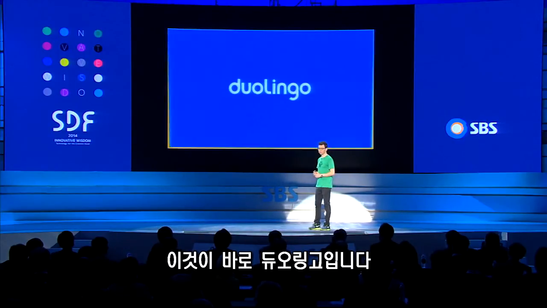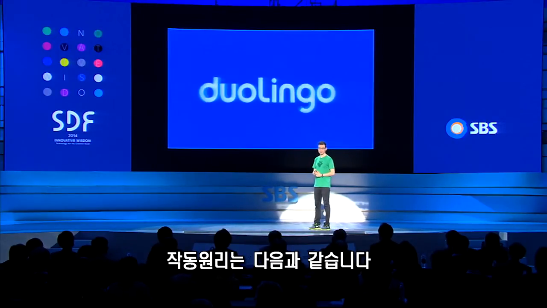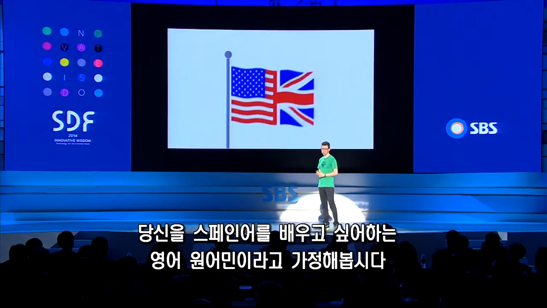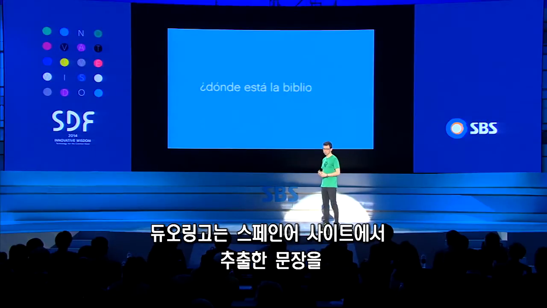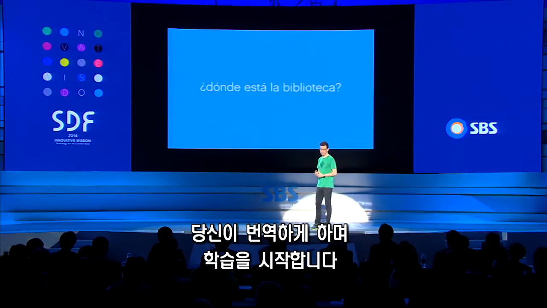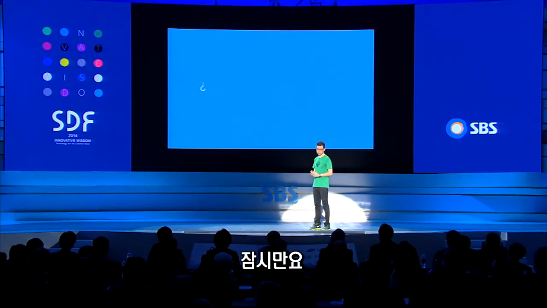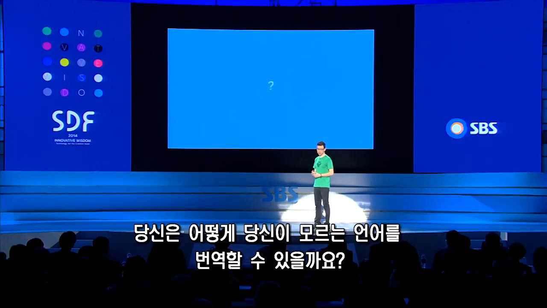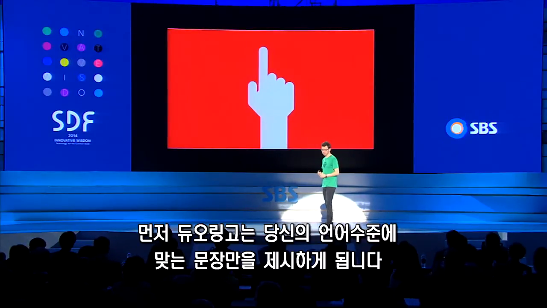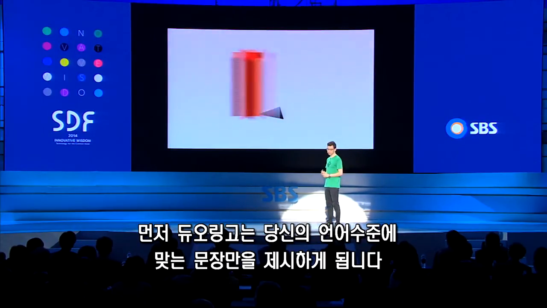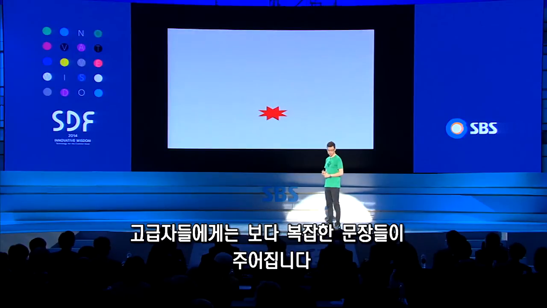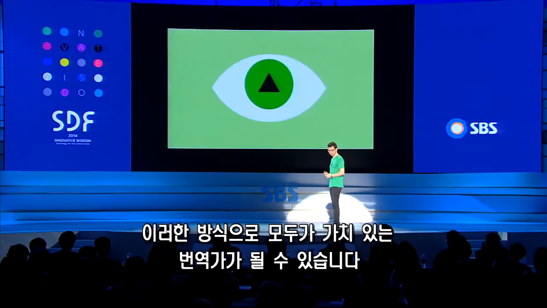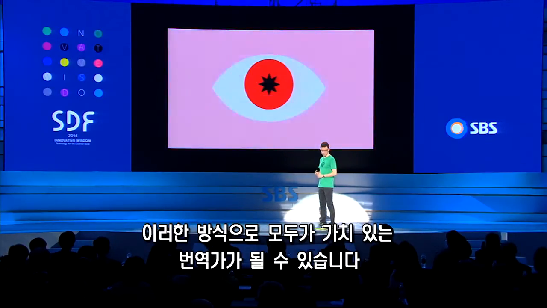It's called Duolingo. Here's how it works. Let's say you're a native English speaker who wants to learn Spanish. We start by giving you a sentence from a Spanish website and asking you to translate it. Wait, back up. How can you translate a language you don't know? First, Duolingo only gives you sentences that fit your language level. Beginners get the really simple sentences from the web, and advanced users get the more complex ones. This way, everybody becomes a valuable translator.